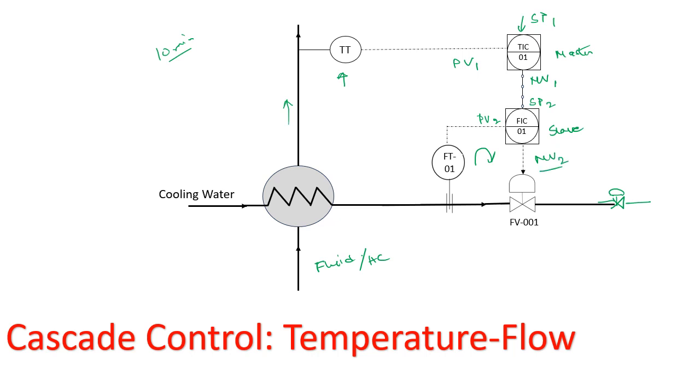So now if there is a restriction or some obstruction or something happens in the downstream, the flow gets impacted very immediately, and immediately the controller can take action without causing the temperature to overshoot or undershoot. This is how the cascade control temperature to flow loop works, and this is how it is depicted in the P&ID.